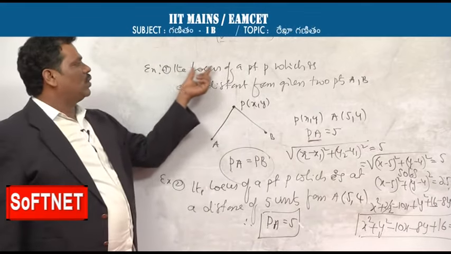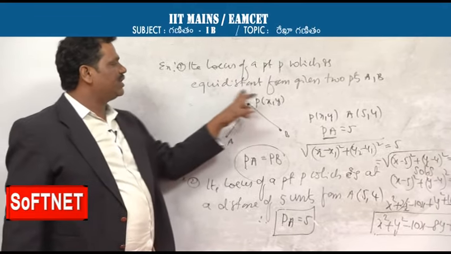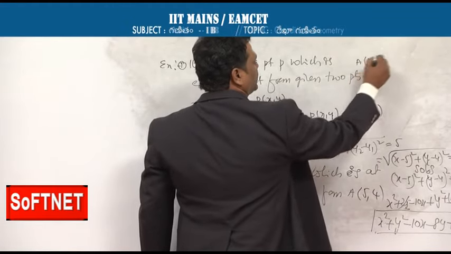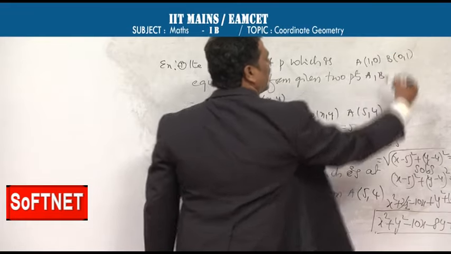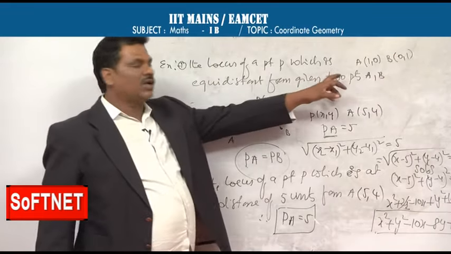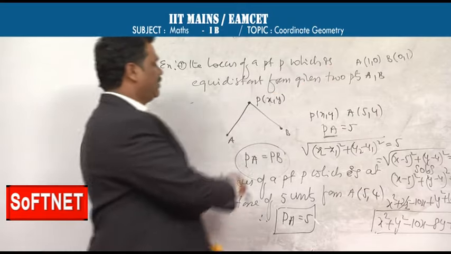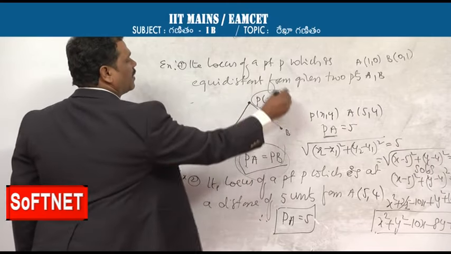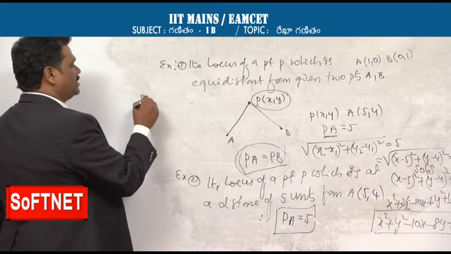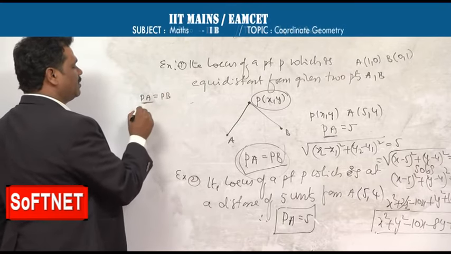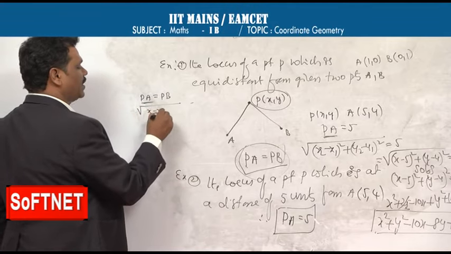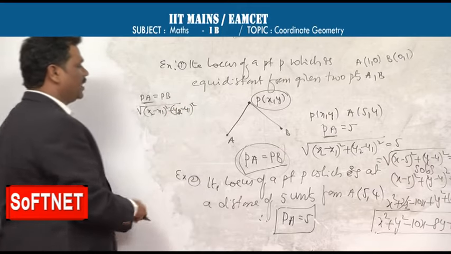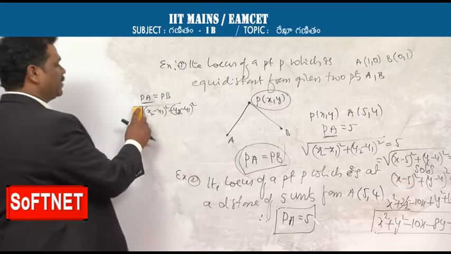For example, the locus of a point P which is equidistant from 2 given points. Taking 2 points, A is 1, 0 and B is 0, 1. Equidistant means PA equal to PB. Here P is the locus of a point, P of x, y. So PA is equal to PB. PA is the distance between 2 points, the square root of x2 minus x1 whole square plus y2 minus y1 whole square. Squaring on both sides, the root is cancelled.